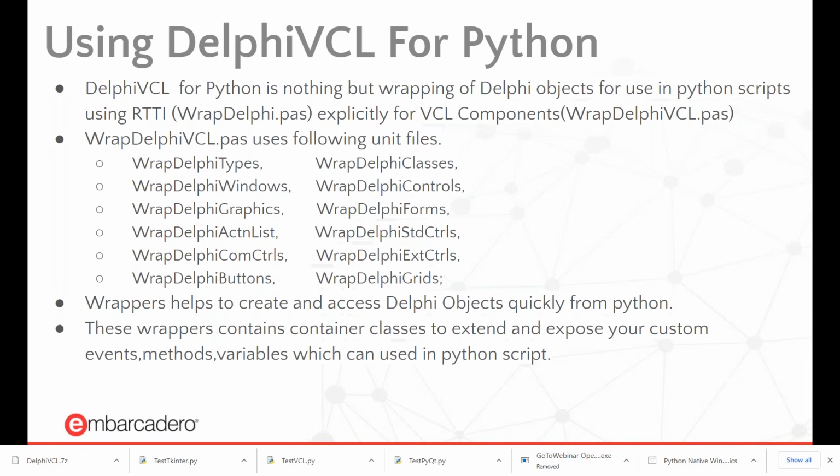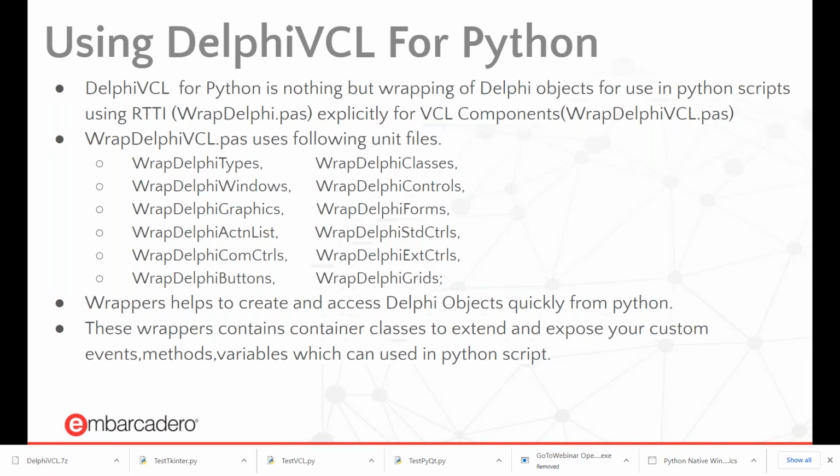Now, this is Delphi VCL. As I said, it's nothing but a wrapping of Delphi objects for using in Python scripts. So I have two unit files. Basically, in Delphi, the pas file is called a unit file: WrapDelphi.pas, and for VCL components, WrapDelphiVCL.